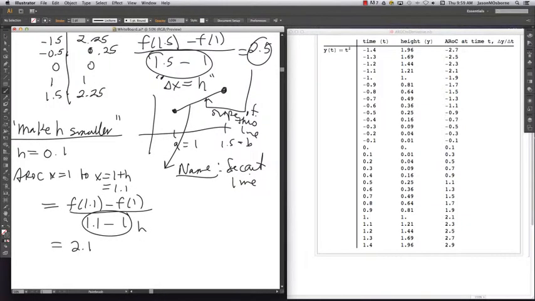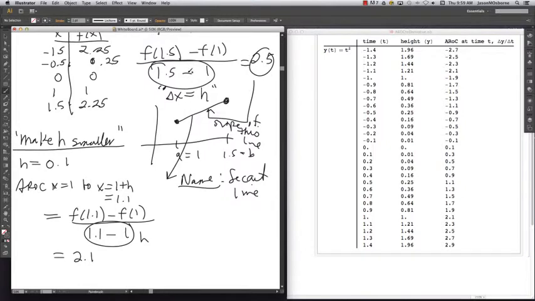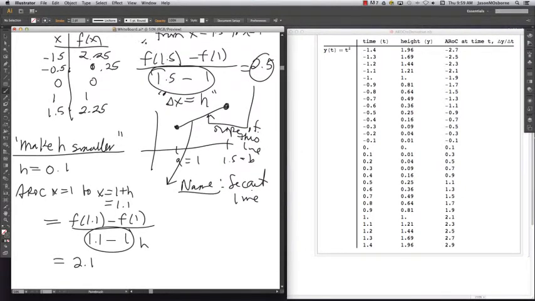Notice what was the same in each of these problems. When h in the previous problem was 0.5, the number 1 stayed the same. The only thing that changed was the 1 plus h value.